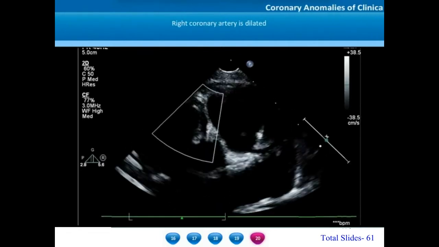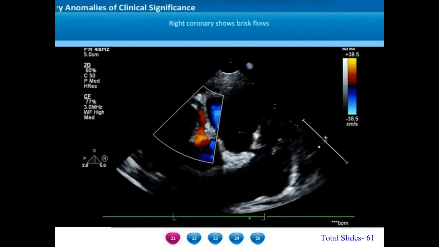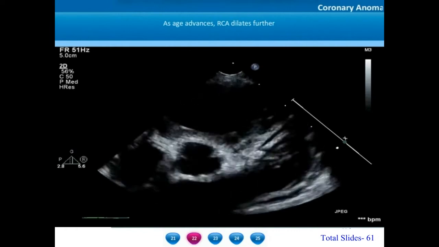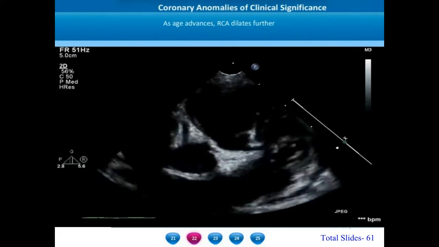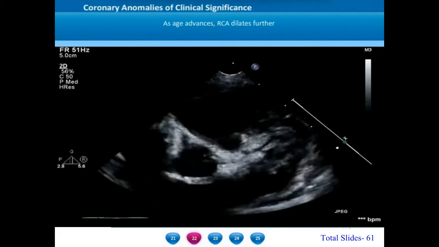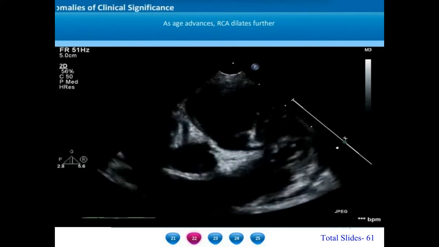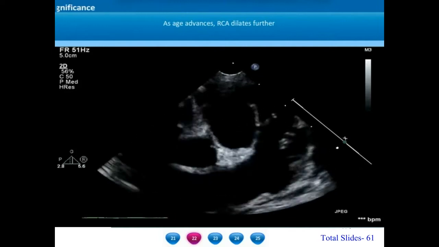Another important point to see here is the significant dilatation of the right coronary artery. In this parasternal short axis view fixed frame, you can see the brisk color flows in the right coronary artery, as seen by red color. As age advances, the right coronary artery progressively dilates further and further. In this short axis view, you can also visualize the left coronary artery arising from the posterior wall of the pulmonary artery and branching into the LAD and circumflex.